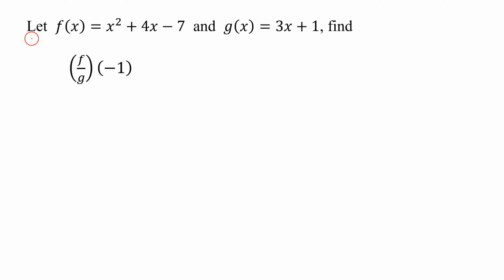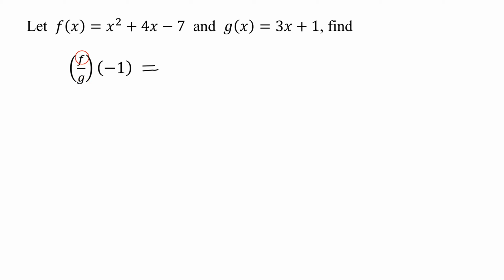In this example, we're given a function f of x that equals x squared plus 4x minus 7, and g of x equals 3x plus 1. And we need to find the quotient function f divided by g evaluated at -1. So the simplest way to do this is to use the definition of the quotient function.